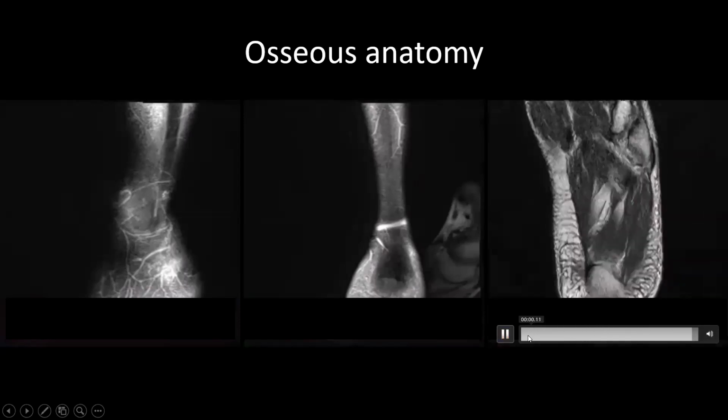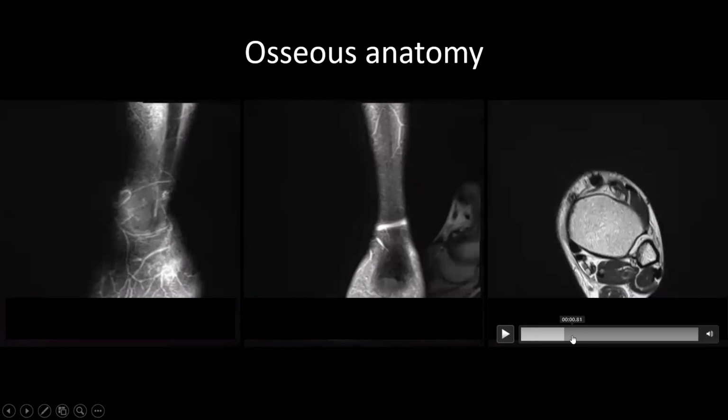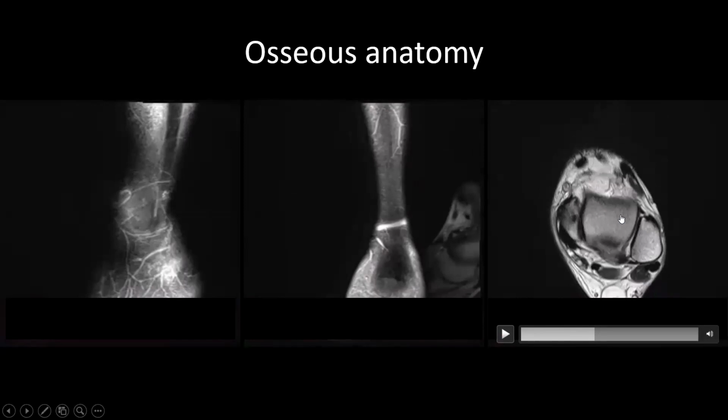This is the axial view. As we are moving down, we can see two bones of the leg, tibia and fibula. And as we are moving down, we can also see the syndesmosis between them. There shouldn't be an abnormal widening here. Then there comes the talus. This is the medial malleolus, this is the lateral malleolus, this is the talus.